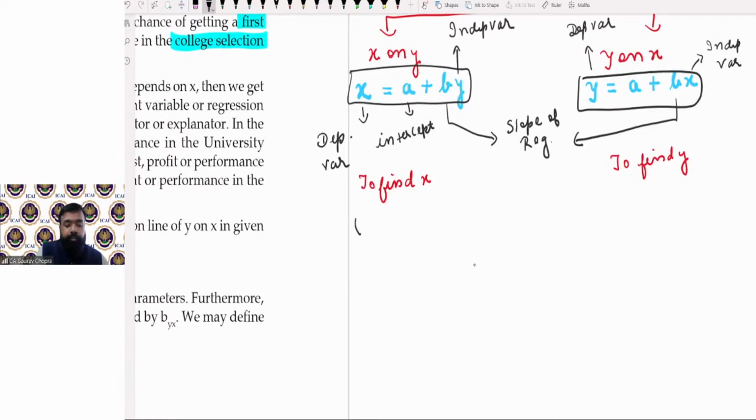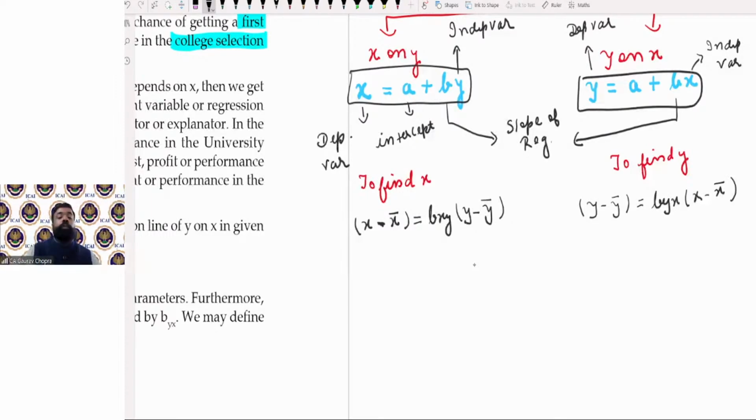Let us write that. X minus x bar equal to bxy into y minus y bar. The second one is y on x. So y minus y bar is equal to byx into x minus x bar. So this is the formula to find the regression equation. Whenever you have to find the regression equation, we will use this formula. So there are two types of equations, one is x on y, other is y on x.